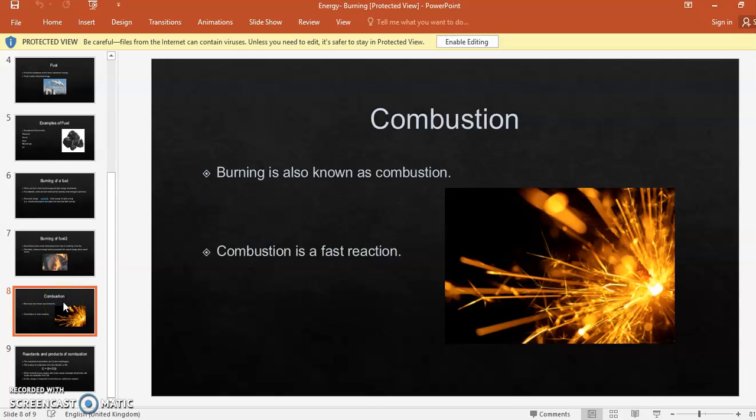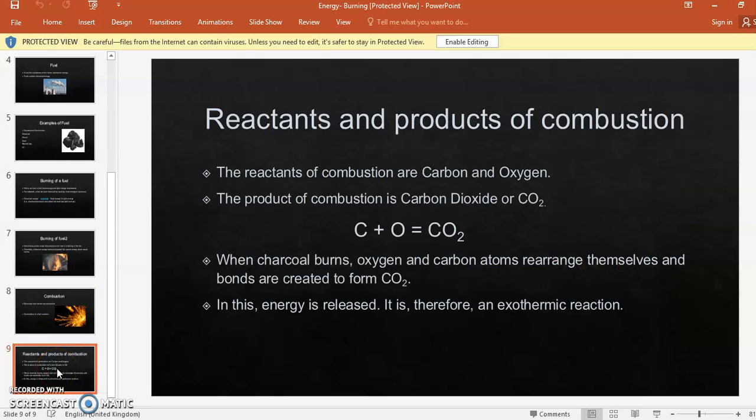Now, burning is also known as combustion. So, you can use combustion or burning, the same thing. And combustion or burning is a very fast reaction. It is very fast. So, you can understand combustion fast, burning fast, same.